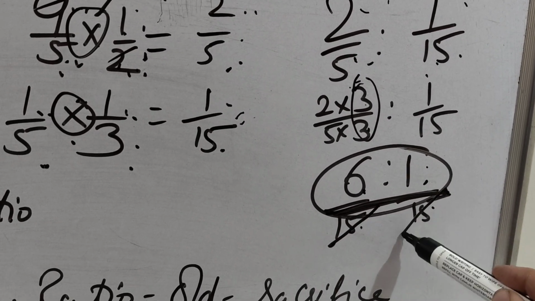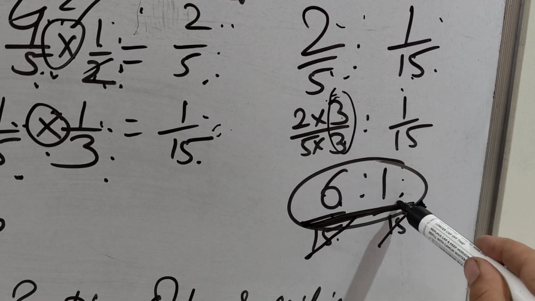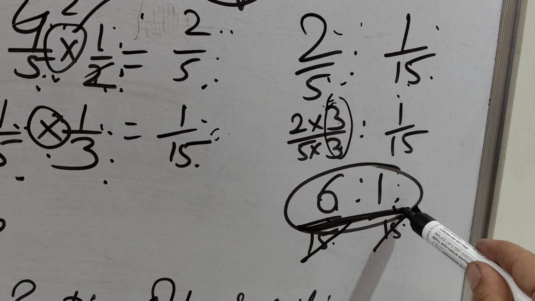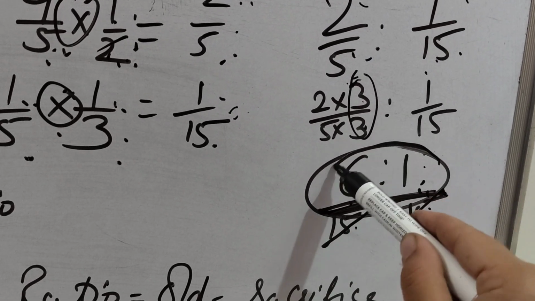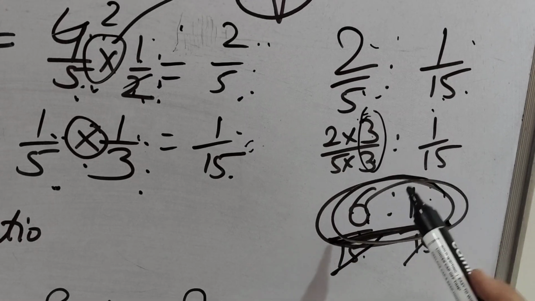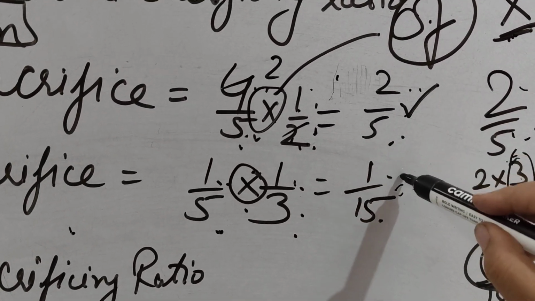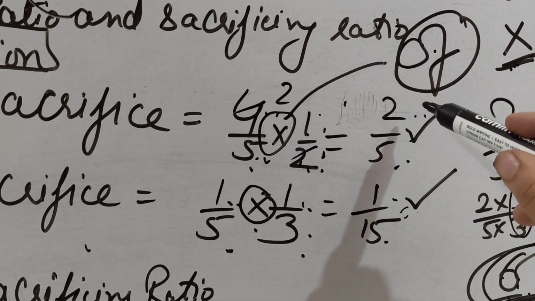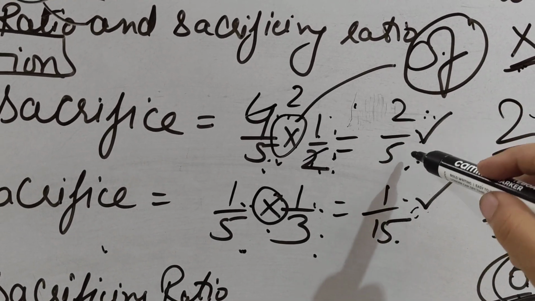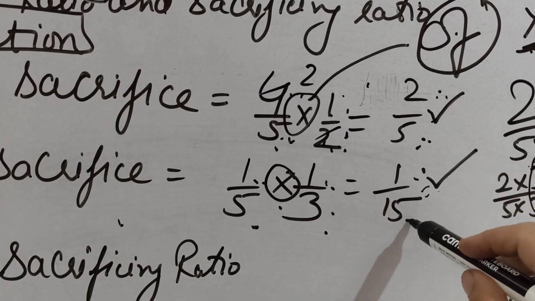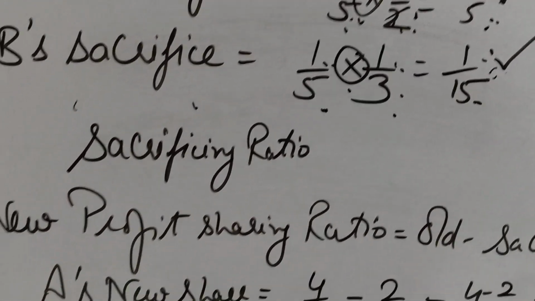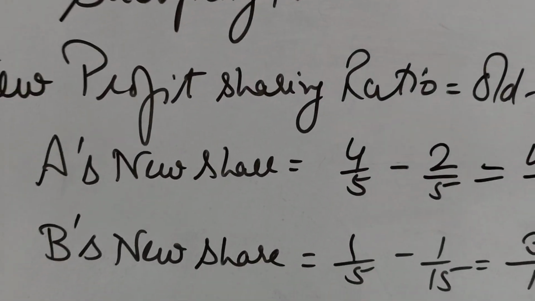For calculation of premium for goodwill distribution, which ratio would be used? That is this mutual ratio. But when we have to calculate the new profit sharing ratio, which sacrificing ratio will we consider? This one, that is 2 by 5 and 1 by 15. So now let's see how to calculate the new profit sharing ratio.